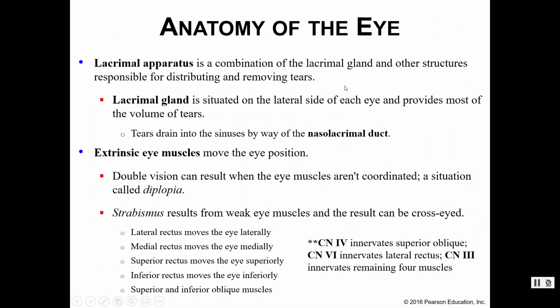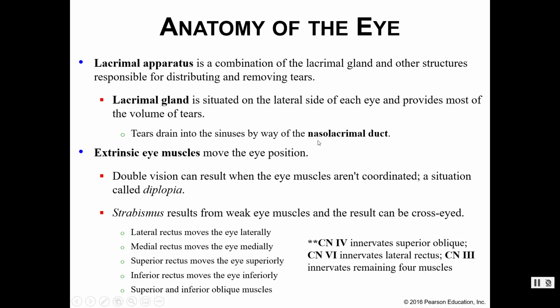We've got the lacrimal apparatus, and y'all know I just like saying the word apparatus. This is a couple of different structures that work together to distribute and then remove your tears. So first of all, we have the lacrimal gland, which is responsible for producing most of your tears, volume-wise. These live on the lateral sides of your eyes, so more towards your ears. Now the tears themselves, as you produce and secrete them, are going to drain into your nasolacrimal duct. Those tears are going to drain into the sinuses.